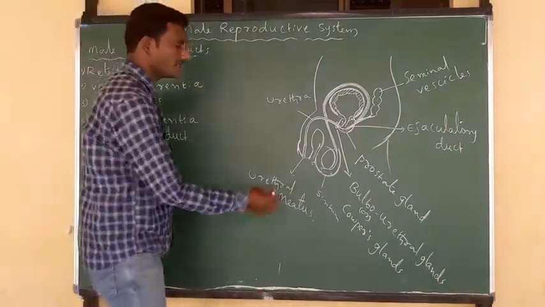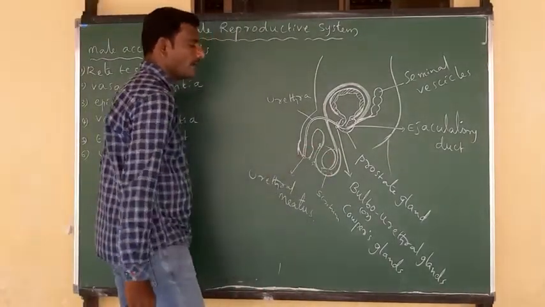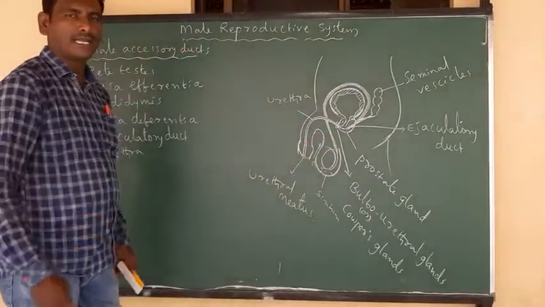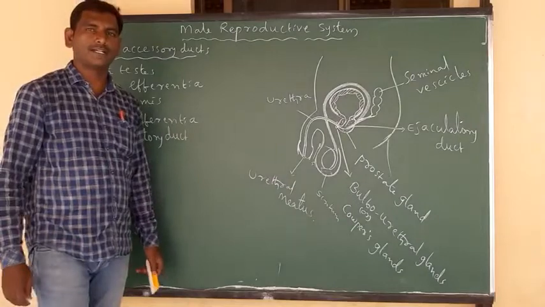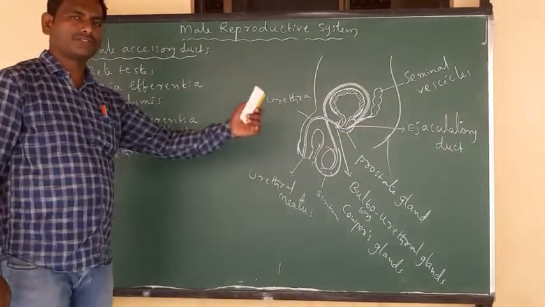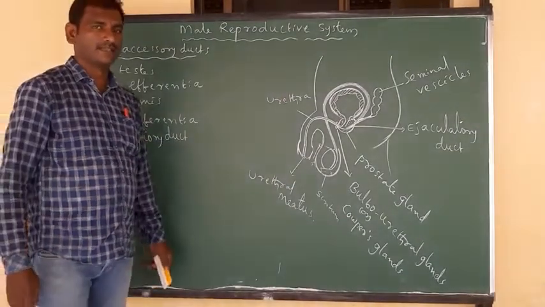The main function of the testis is to produce male gametes. Along with the male gametes, they also produce the male steroidal hormone called testosterone. The testosterone comes from Leydig cells.